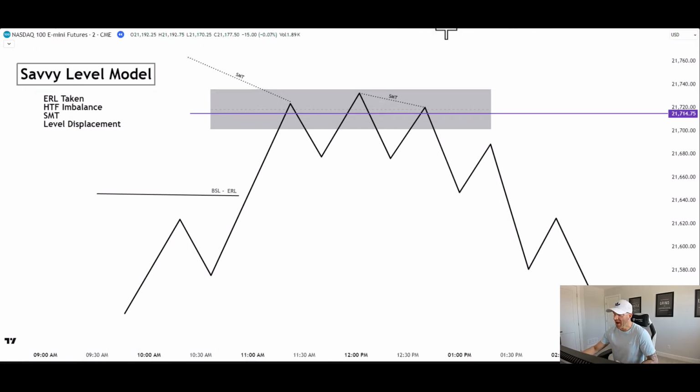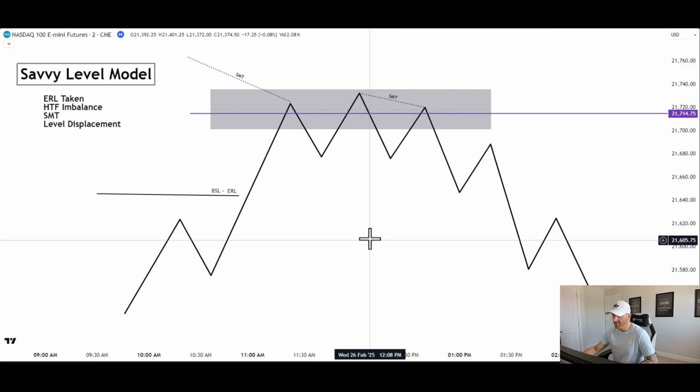What we want to see happen when we have the level identified is, has external range been taken? Are we in a high time frame imbalance? Do we have SMT? And do we have level displacement? So this is basically kind of like a little checklist of what we want to see happen.